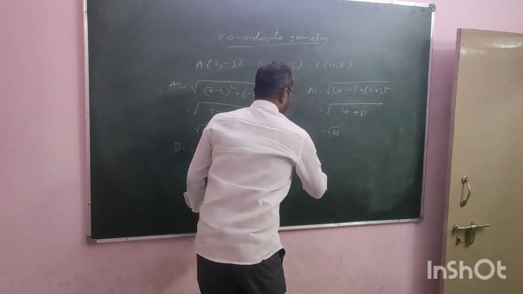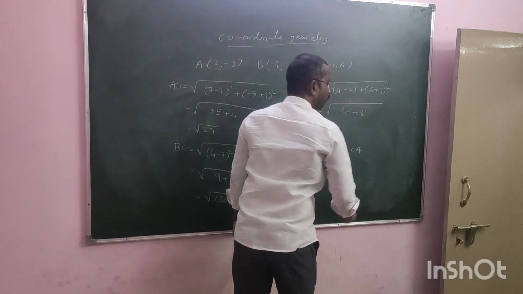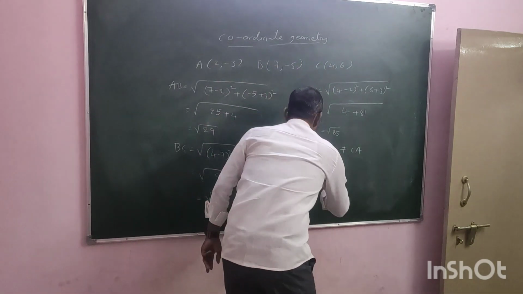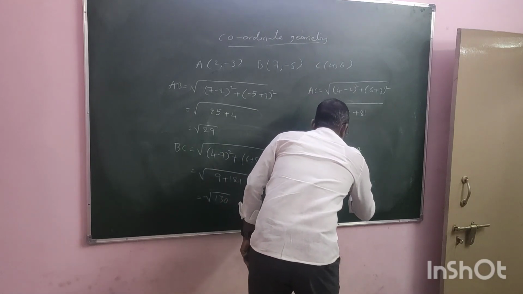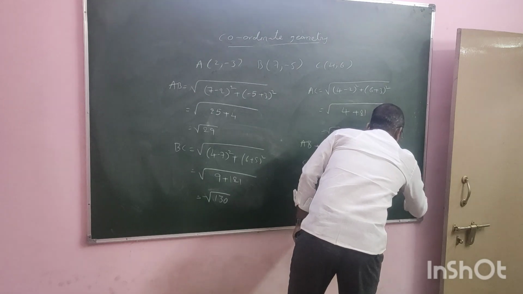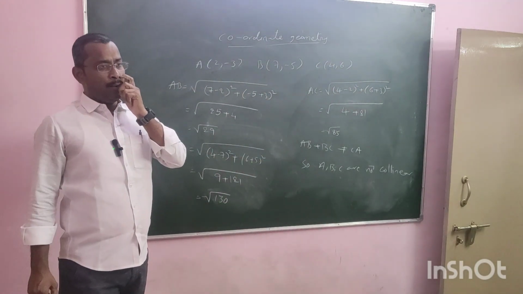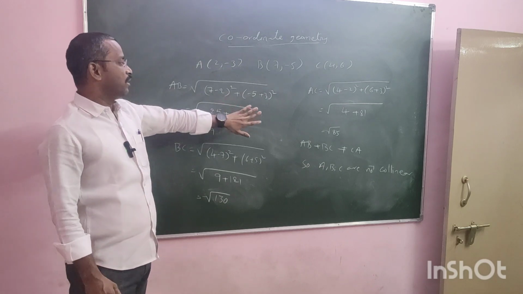So now you can write AB plus BC is not equal to CA or AC. So A, B, C are not collinear. If you get equality, then those points are going to be collinear. This is the collinear concept.